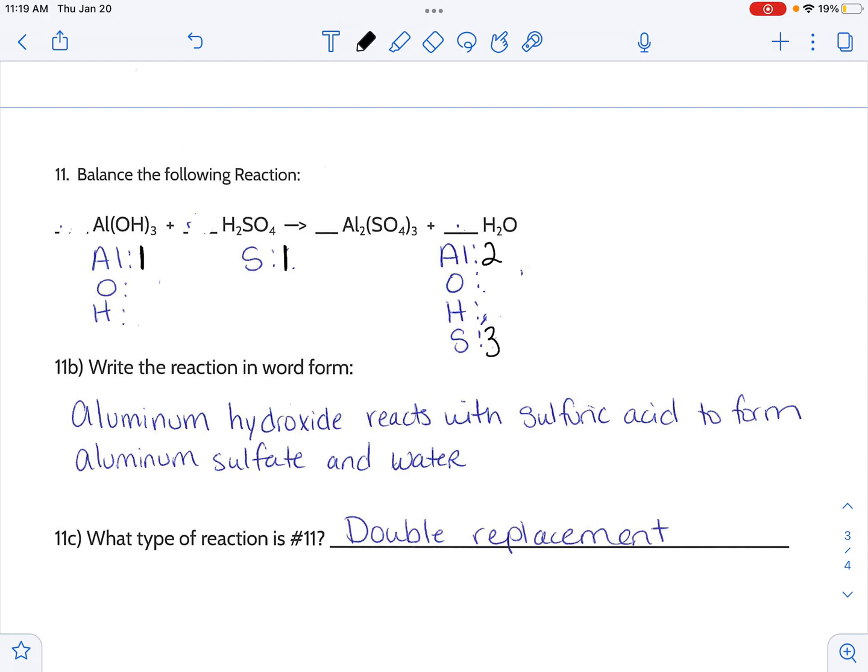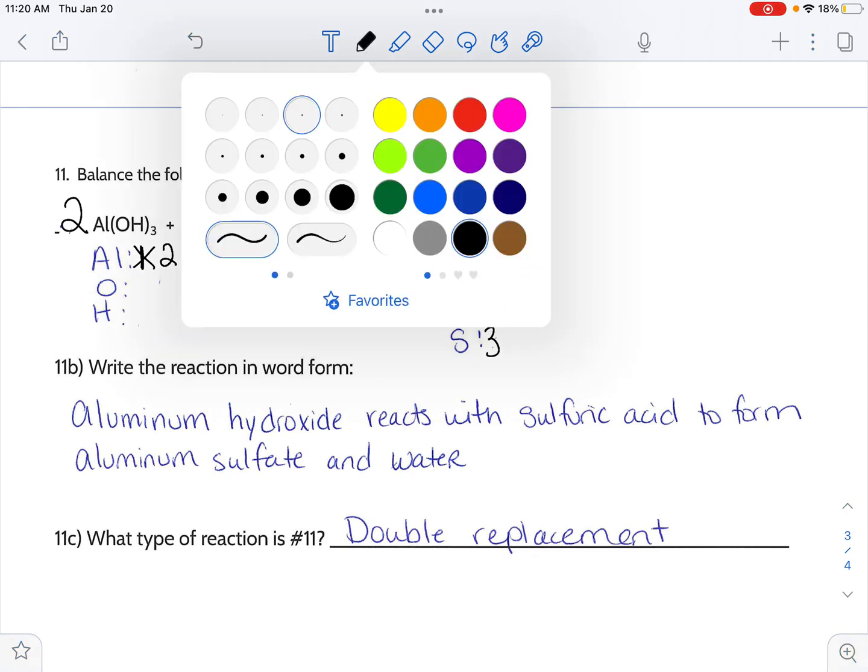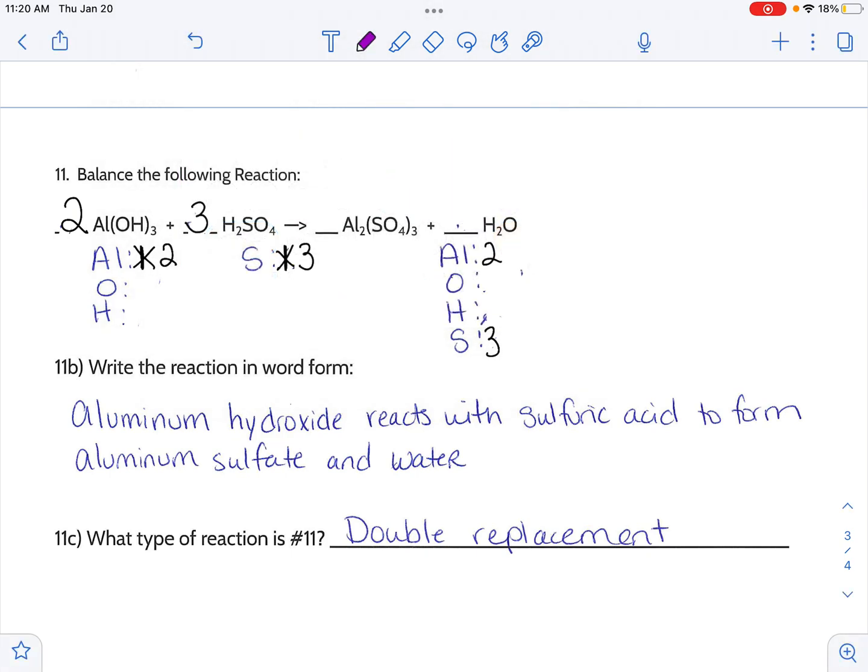Now, oxygen and hydrogen are tough ones because they're in 2 different places. So I'm not even going to do my starting counts yet. I'm just going to look at aluminum and sulfur, and I'm going to put in some coefficients to get those balanced. So if I put a 2 in front of the aluminum hydroxide, that's going to get me 2 aluminums, just like I want. If I put a 3 in front of H2SO4, that's going to get me 3 sulfurs. Now I'm going to deal with the oxygen and hydrogen because those are the tough ones to deal with.